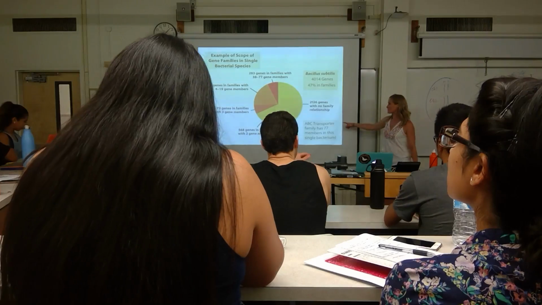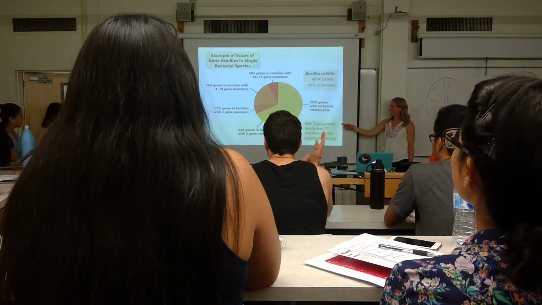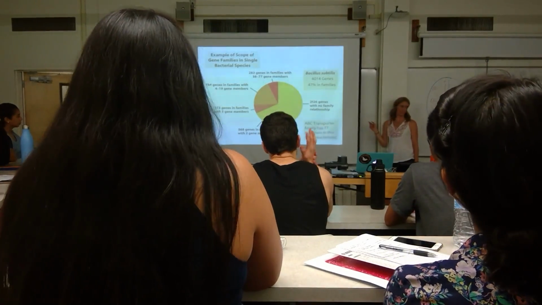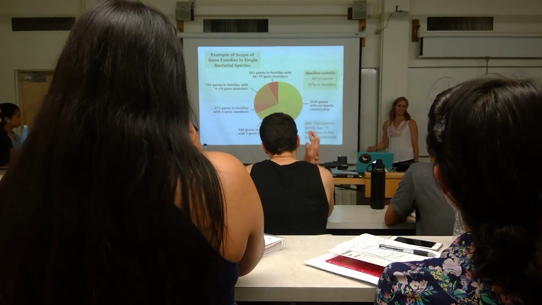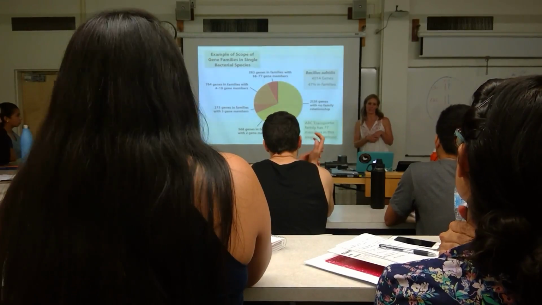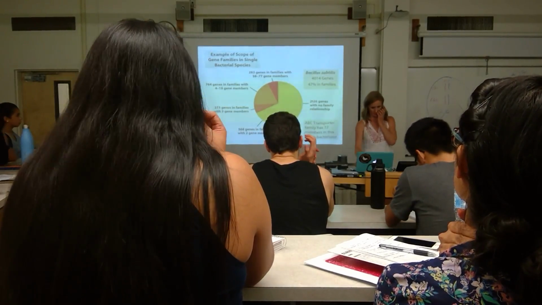So the ABC transporter is the winner. The ABC transporter has 77 members in a single bacteria. An ABC transporter is one of those gene families that you'll see in most cellular life.